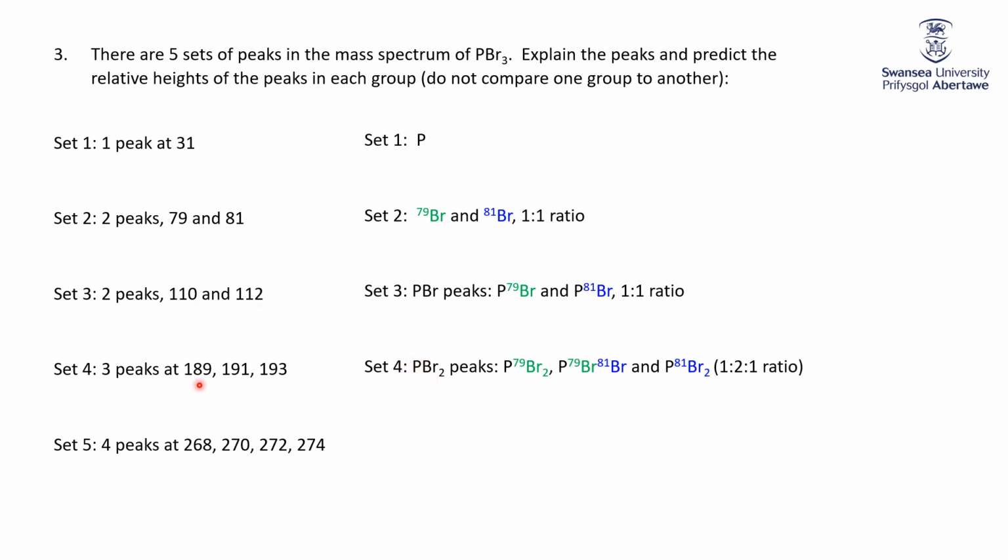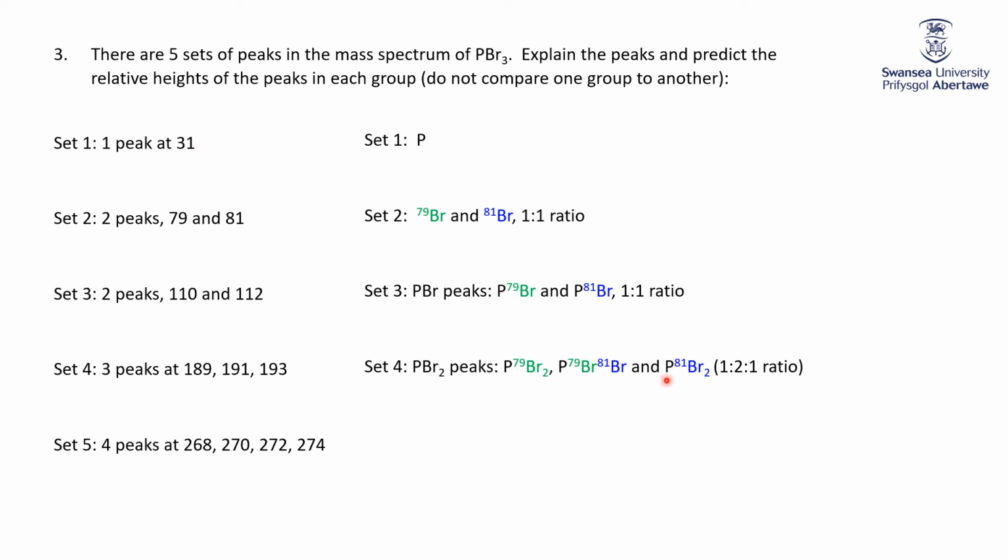Now, why do we have 3 peaks for it? Well, the 2 bromines can either both be 79, so that would be 79 plus 31, which is 189, or one could be 79 and one could be 81, so 79 plus 81 is 160, plus the 31 for the phosphorus is 191, or both of them can be the heavier isotope. They can both be 81, so 2 of those is 162, plus 31 is 193.